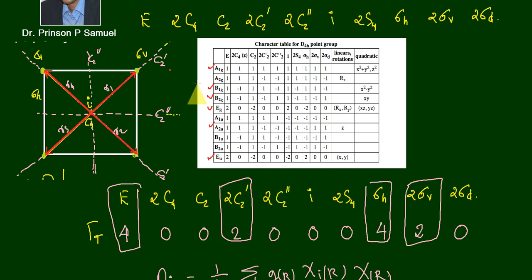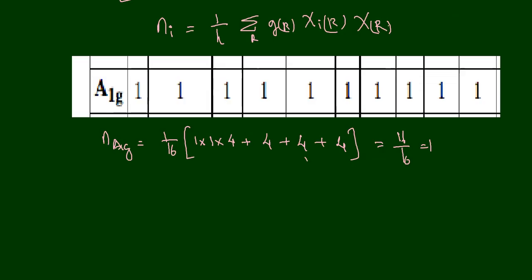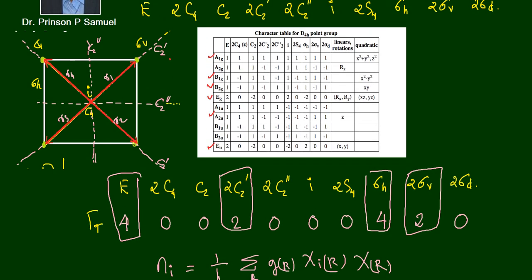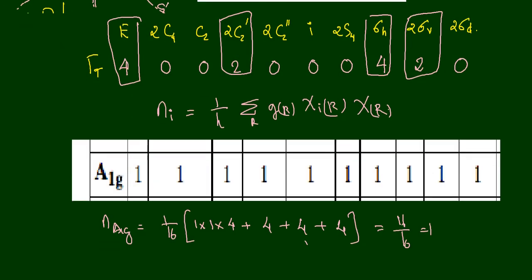So we need to pick only 1, 2, 3, 4, 5, 6. Six of these irreducible representations for calculations. Okay, don't waste time on all the other irreducible representations. And now I am going to calculate the next one, that is n B1g.